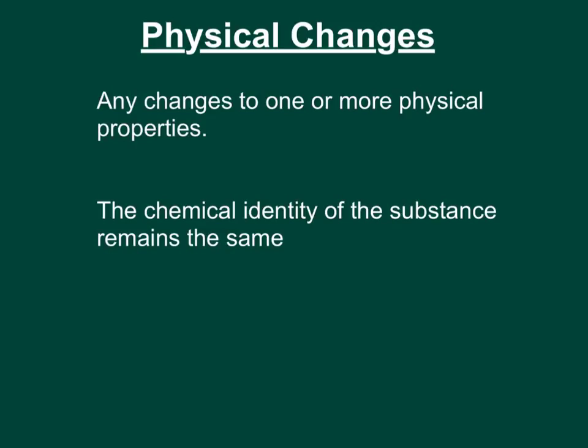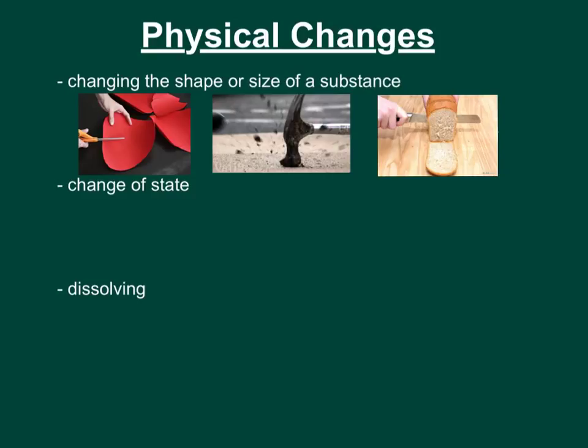Physical changes are any changes to one or more physical property of matter. In a physical change, the chemical identity of the substance remains the same. One example of a physical change is any change to the shape or size of a substance. This could include cutting a piece of paper, crushing a rock, or slicing a loaf of bread.